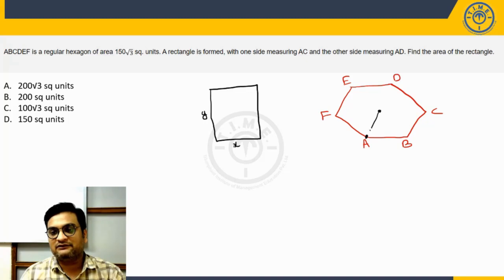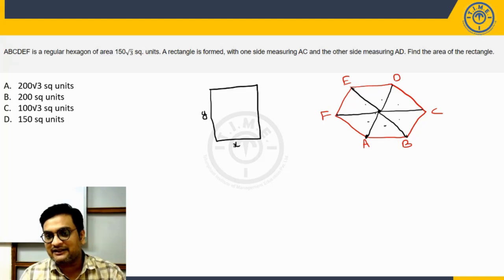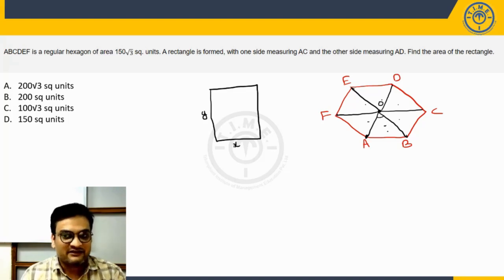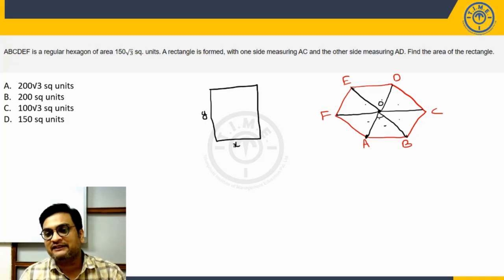If I break down the hexagon into several smaller triangles like this, with all the vertices joined to the center of the hexagon, I would be getting 6 equilateral triangles. Now why are they equilateral? Because there are 6 such triangles and the angle at the center is 360 degrees, hence each part is going to be 60. And since triangle AOB is an isosceles triangle, if the vertical angle is 60, it turns out to be an equilateral triangle. So it's an equilateral triangle.